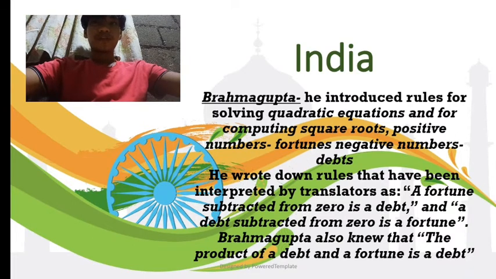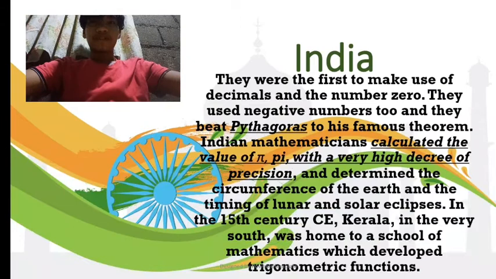He wrote down rules that have been interpreted by translators as: a fortune subtracted from 0 is a debt, and a debt subtracted from 0 is a fortune. Brahmagupta also noted that the product of a debt and a fortune is a debt. Indian mathematicians were the first to make use of decimals and the number 0. They used negative numbers too, and they beat Pythagoras to his famous theorem.